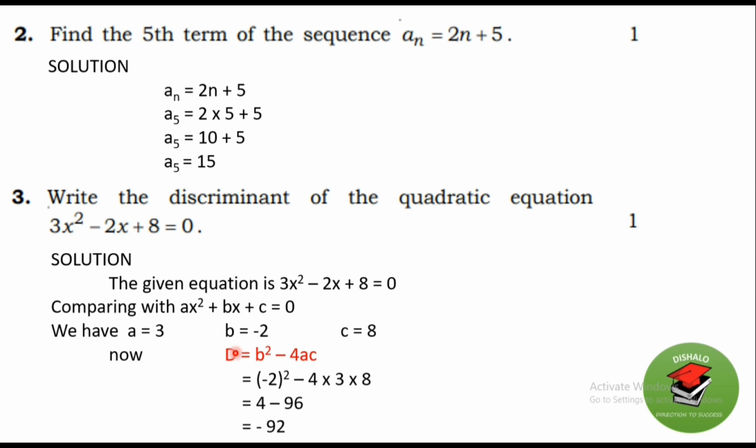Now it is very simple, we just have to put down in the formula. So b square means minus 2 whole square, minus 4 into a is 3 and c is 8. So when you multiply this, you get 96. So 4 minus 96 is minus 92. Next question.